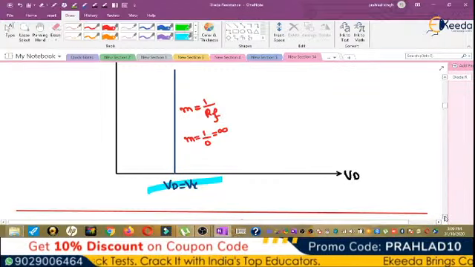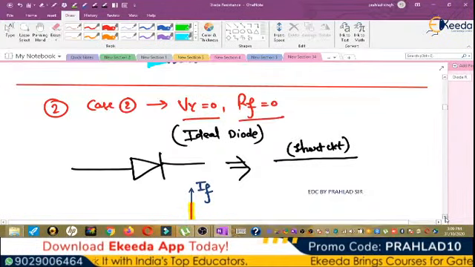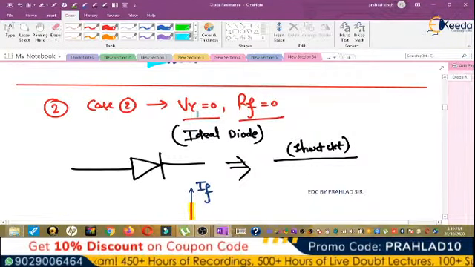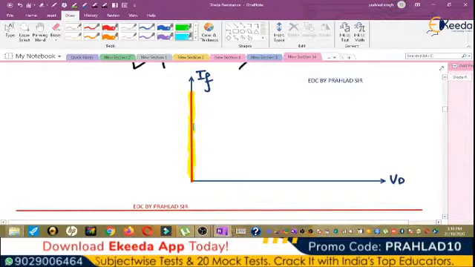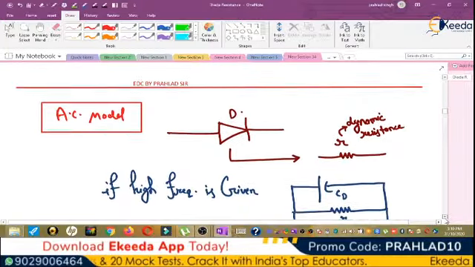This is the first case when RF is 0. The second case is in which V gamma is also 0 and RF is also 0. This is the case of an ideal diode. An ideal diode behaves as a short circuit, because cut-in voltage and forward resistance are both 0. So the characteristic comes on the y-axis, as shown in the figure.